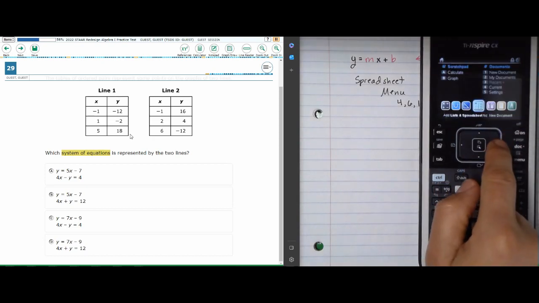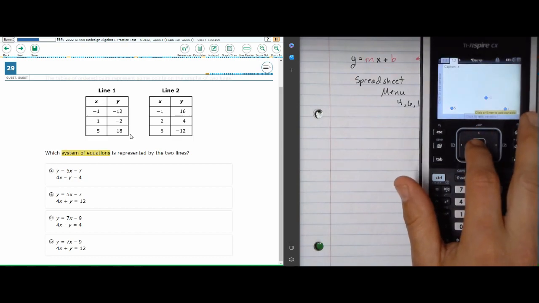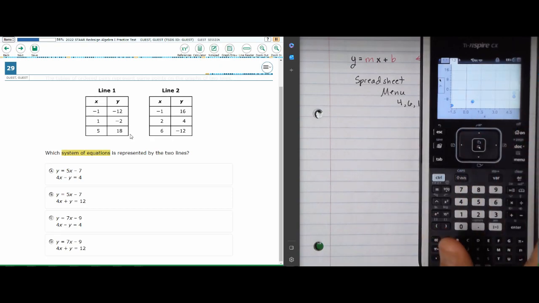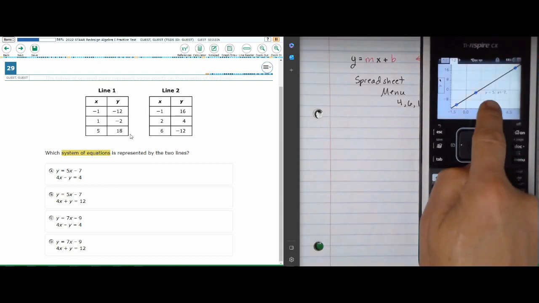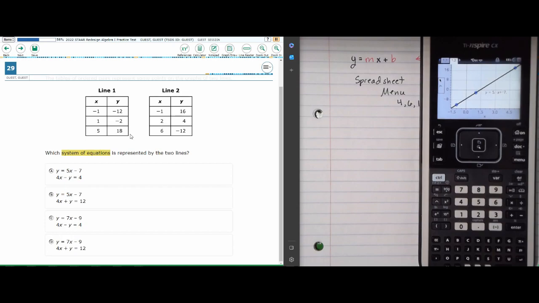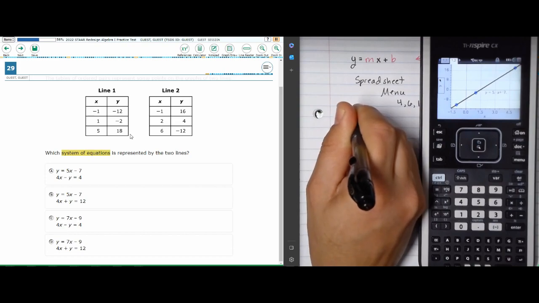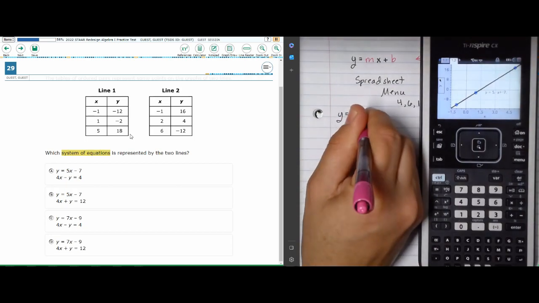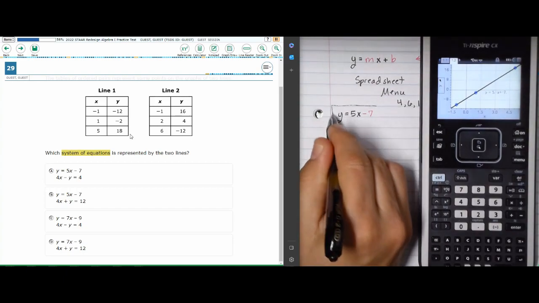I'm going to go home. I'm going to go over to data, hit enter. I do want to go down and change this horizontal axis to X, and go to the left and change my vertical axis to Y, and then hit menu 4, 6, 1. And there's my equation. So the first one is y equals 5x plus minus 7. So let me write that down. Y equals 5x, and it says plus minus. Remember, when it says plus minus, it really just means minus. Minus 7. So this is my first equation for line 1.